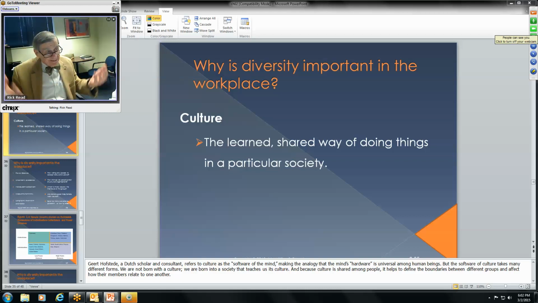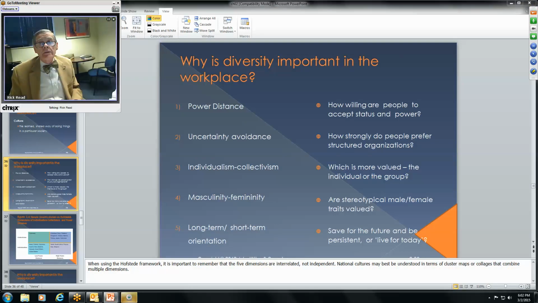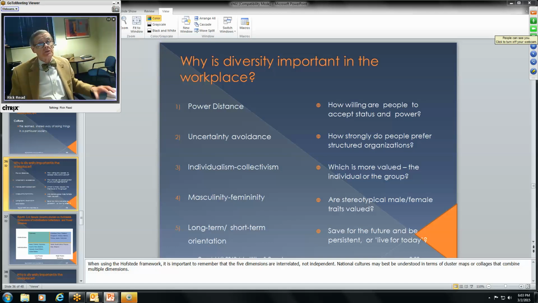This is talking about diversity in the workplace. And notice the things we have here. Power distance, uncertainty avoidance, individualism, collectivism, masculinity, femininity, long-term, short-term orientation. And we can break these down into power distance, how we use power. Do we accept the status? And there are differences in that we are able to get along with that.